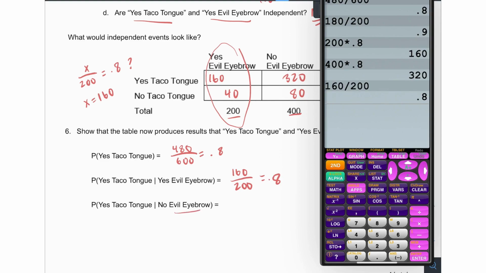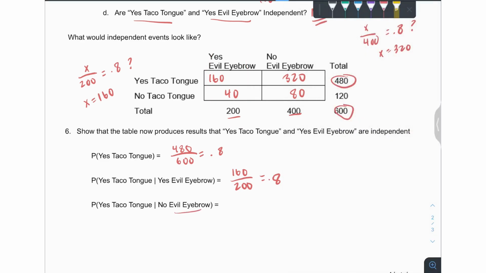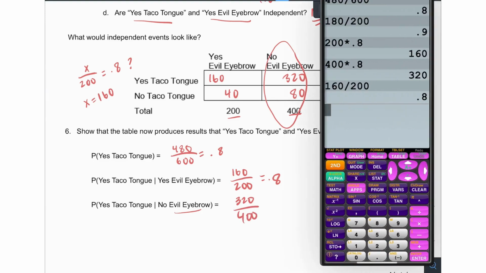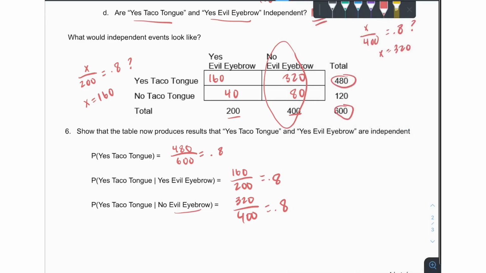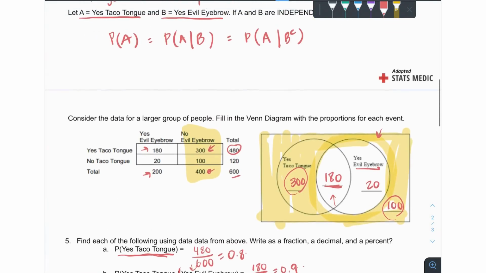And then taco tongue given no evil eyebrow means I'm highlighting that row. So 320 taco tongues out of 400 total, which is 0.8, which is exactly what we wanted it to be. So now that all three of those are equal, that means now it is independent. So that's how we could force it to be independent.